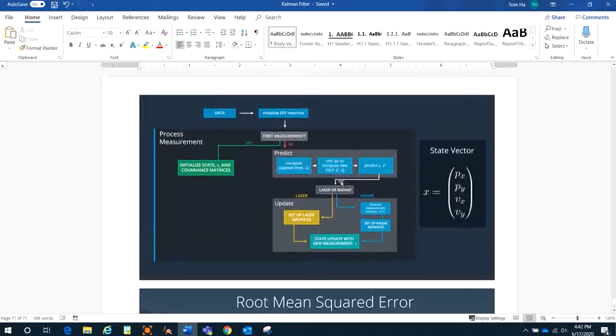Summarily, we already know two ways. The first, we update the measurement with the laser. The second way, we update the measurement with the radar data. We already did that right above.